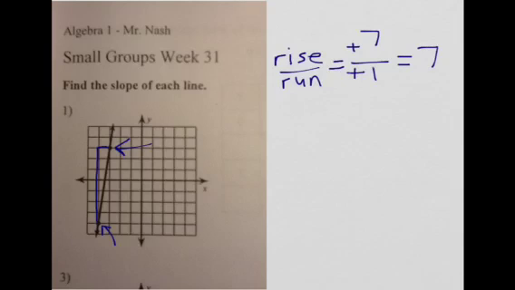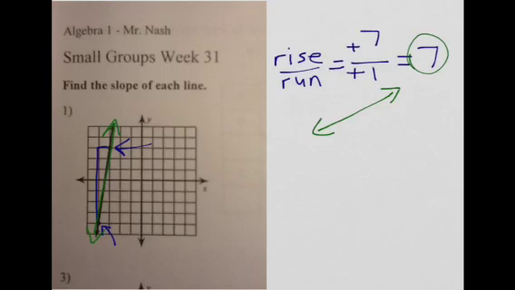Now let's double check our work. We would expect something with a positive slope to be moving in the upward direction from left to right. And if I look at this line, I can see that even though it's very steep, it is moving in the upward direction from left to right. So this answer of positive 7 is correct.